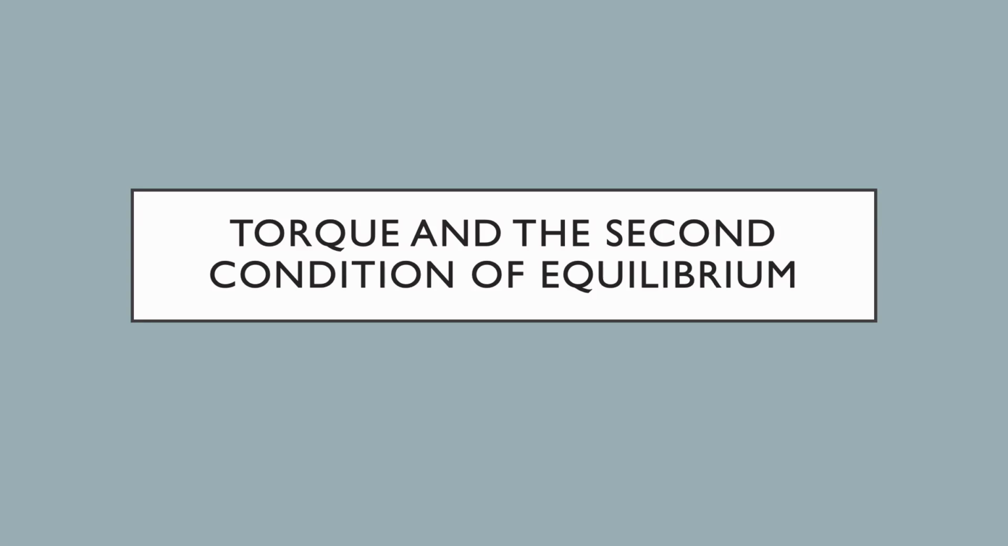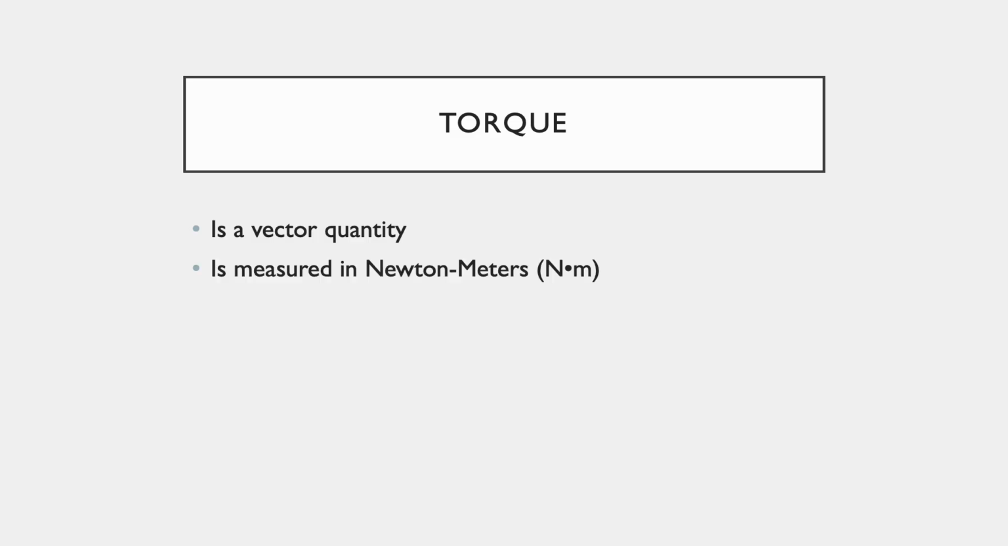Hi, today we are looking at the second condition of equilibrium, which deals with torque. So we'll learn about torque first and then use it to apply to our second condition of equilibrium. So torque is a vector quantity. It's measured in newton meters.